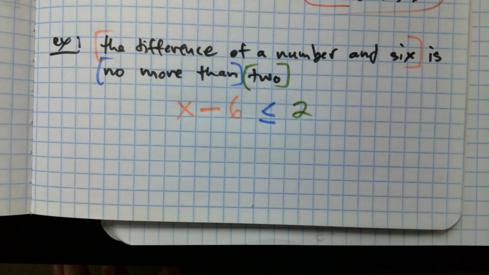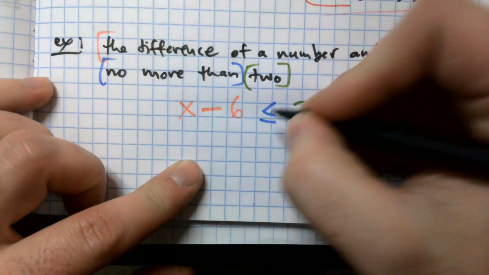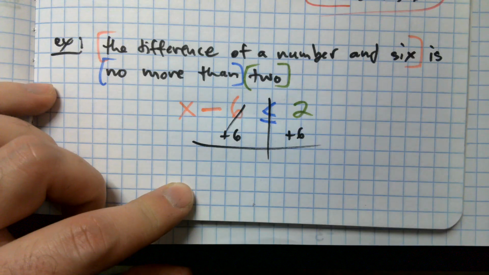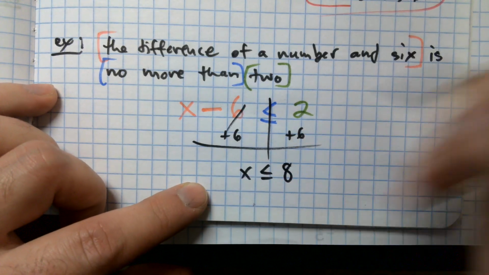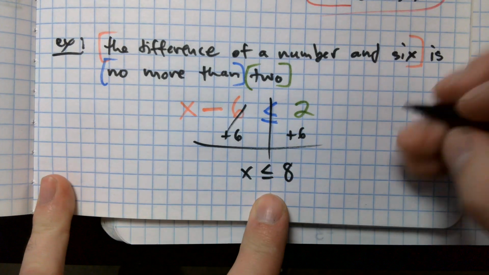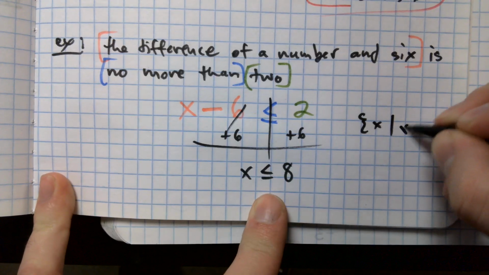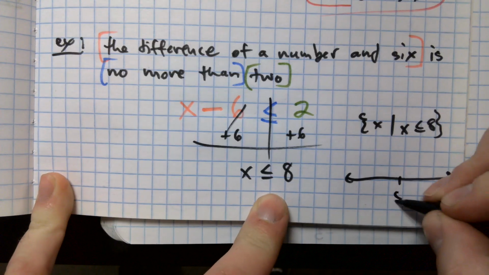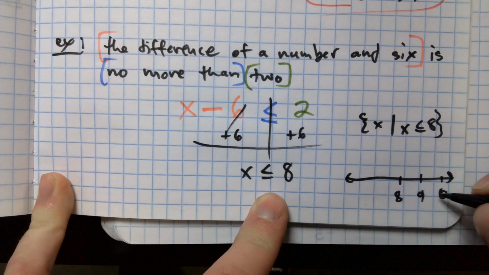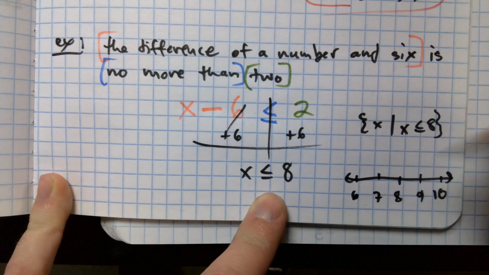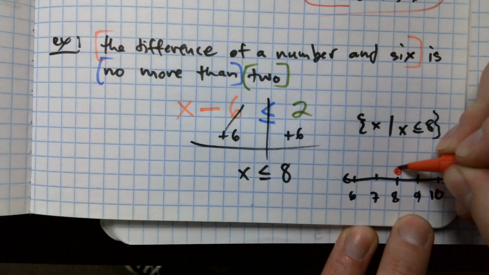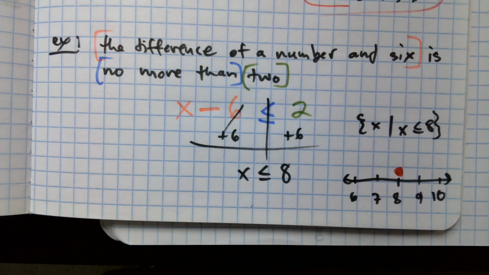What do I want to do now to get x all by itself? Plus 6. What's 2 plus 6? 8. Did you just say 7? All right, so my answer, all real numbers x, such that x is less than or equal to 8. My number line, I got 8, 9, 10, 7, and 6. What type of dot do I want to make it 8? Closed. Why closed? Because it's equal to. Because it could also be 8.